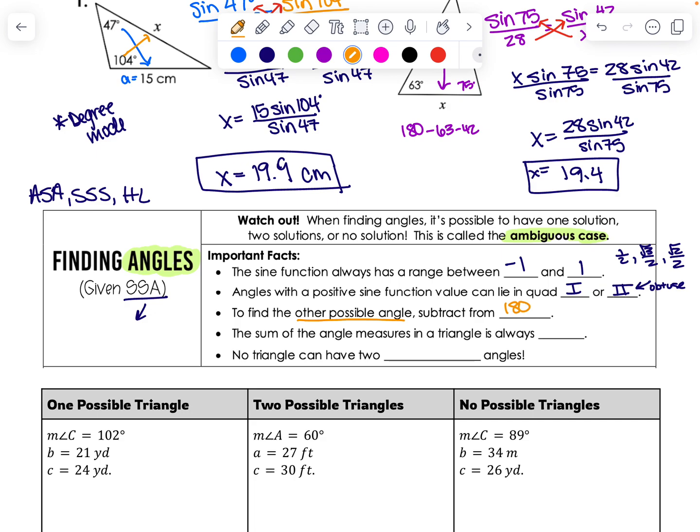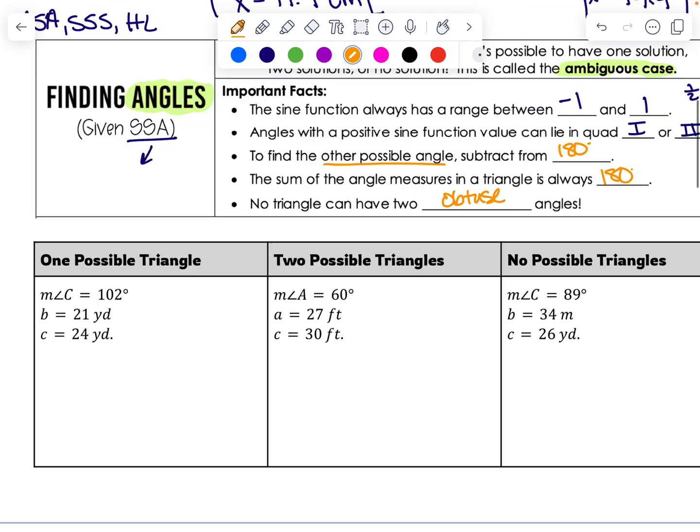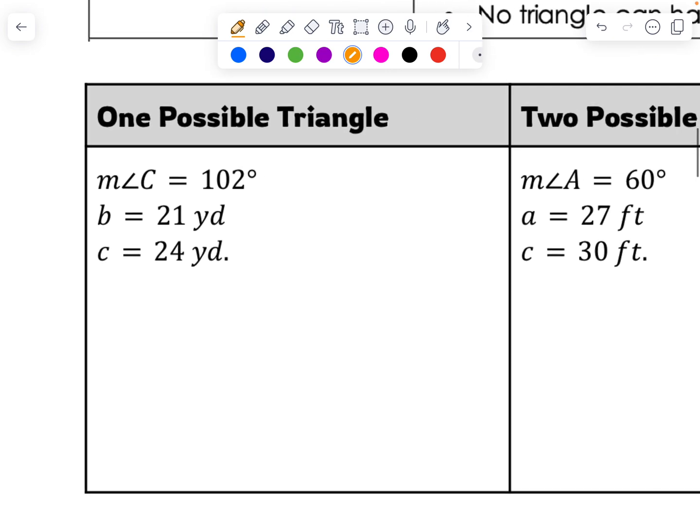And if that angle works with the angle that I'm already given in the problem, then there's another possible way to build that triangle. Couple things. All 3 angles always add up to 180, and no triangle can have 2 obtuse angles. So we can't have 2 angles that are greater than 90 degrees. All right, so when we do this, there's a couple different things that could happen.